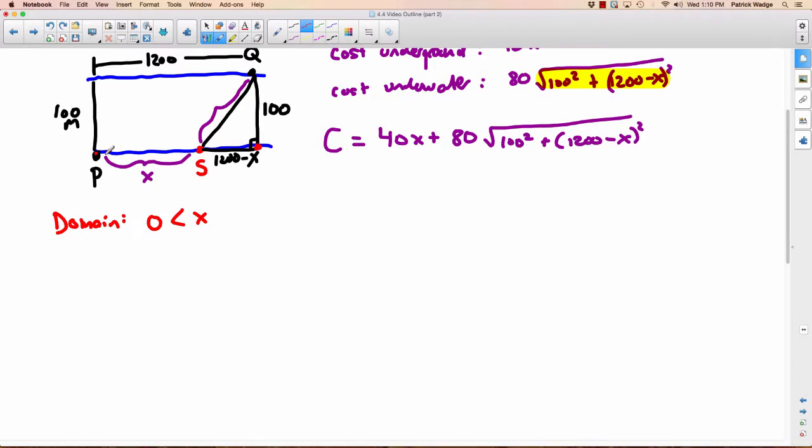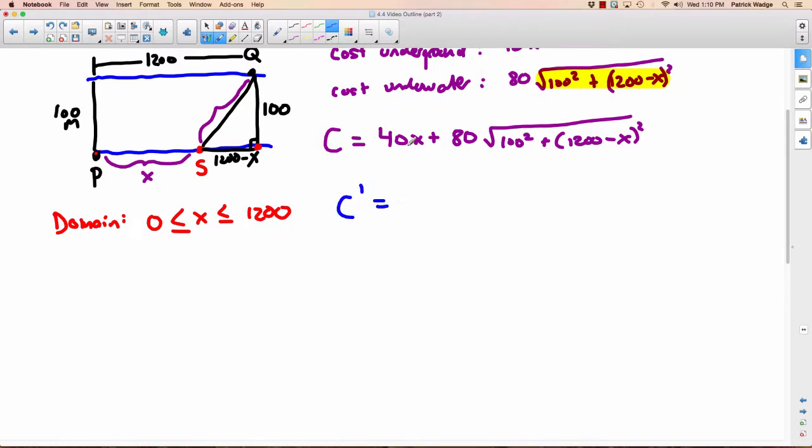less than x. Could it be 0, by the way? Sure, it could be 0. Maybe the cheapest is just to go straight underwater. I don't think so, but maybe it could be. So 0 less than or equal to x, and then less than or equal to 1200. Awesome, we're ready to take our derivative. You ready for this? It's pretty crazy.